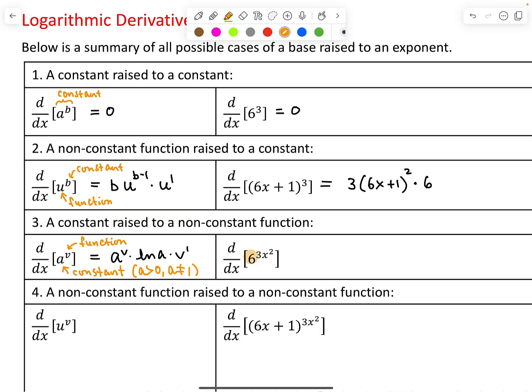So as our example, we have 6 raised to the 3x squared. The derivative of this function will be a repeat of the exponential function times the natural log of the base, and then times the derivative of the exponent, which is 6x.